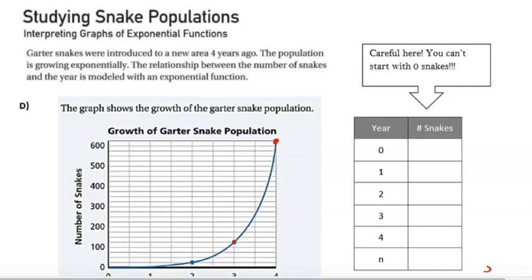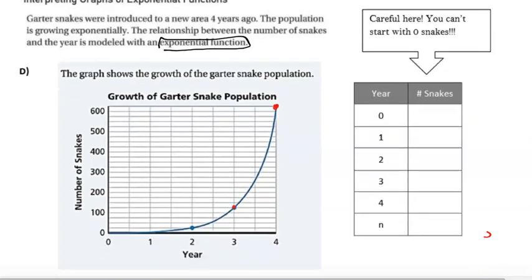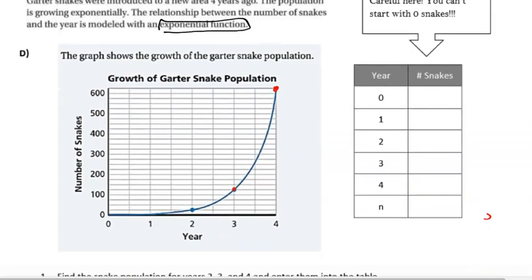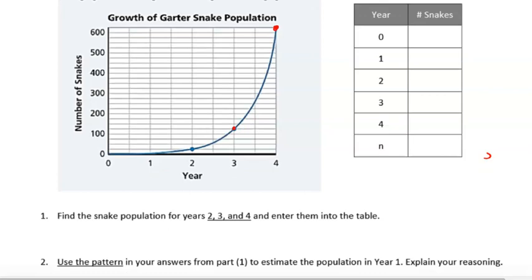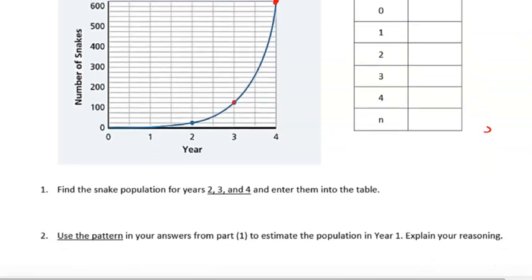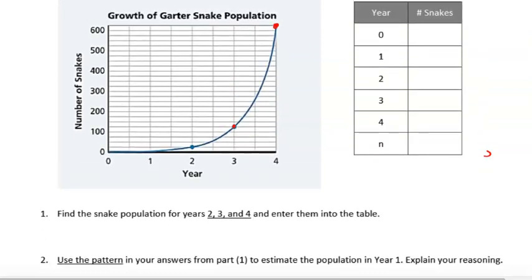So we're studying the snakes, interpreting graphs of exponential functions. So we have an exponential function. Some things are going on here. We're talking about the growth of this garter snake, and we're going to figure out a few things here, write a few equations, and answer some questions. So we have an exponential function here, right? And number 1 here says find the snake population for 2, 3, and 4 years.